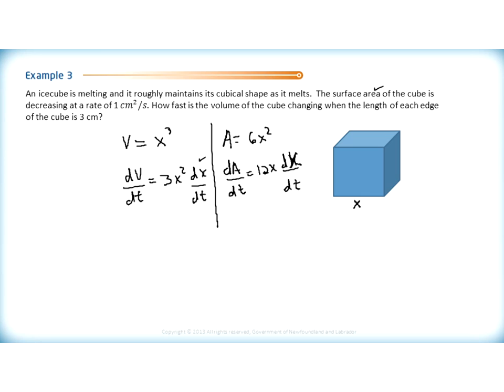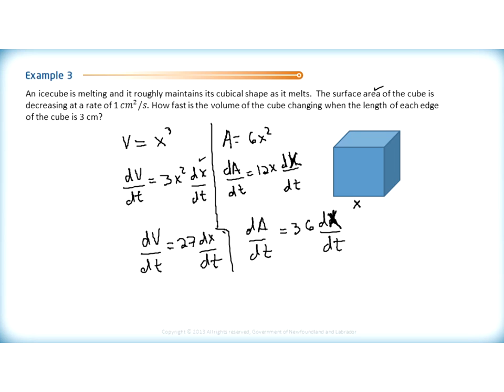So we know that we're going to try to figure all this out when the length of each edge is 3 centimeters. We know what the rate of change of the area is, and we want to find the rate of change of the volume. So let's just fill the 3 centimeters for x into each of our equations. So we have dV over dt is going to be equal to 27 times dx over dt. And we know that dA over dt is going to be equal to 36 times dx over dt.